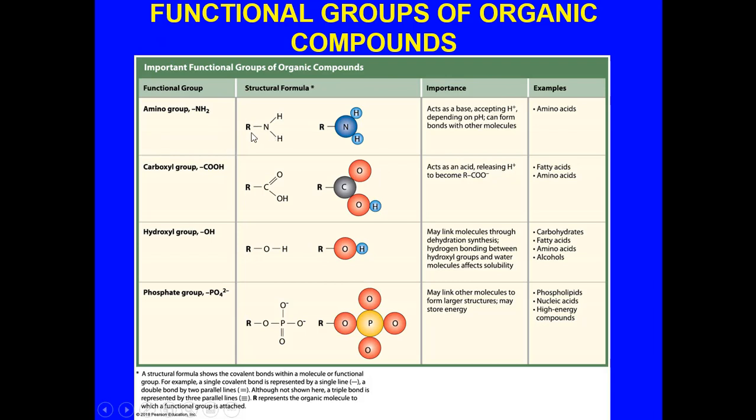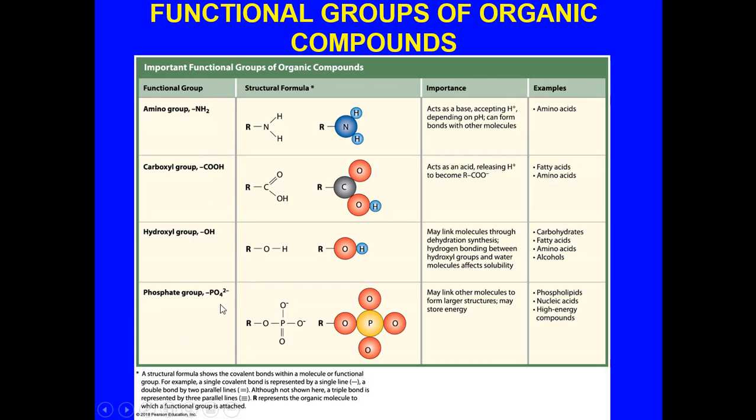The functional groups are the amino group, as you can see here. This is the rest of the molecule whenever you see the R. Here you see an amino group, which is nitrogen and 2 hydrogens. Here is a carbonyl group. Here's the carbon. It has a double covalent bond to an oxygen and then another bond to basically a hydroxyl group. The hydroxyl group is very simple. It's just oxygen and a hydrogen. And then we have the phosphate group.